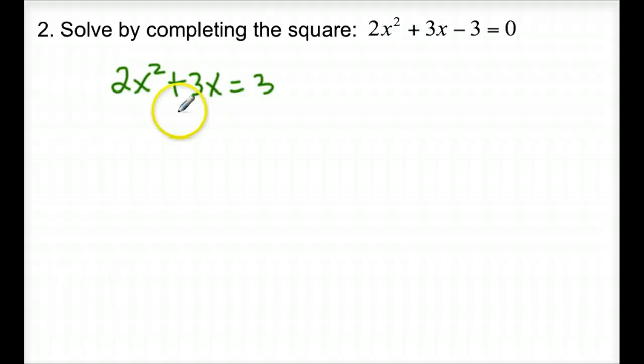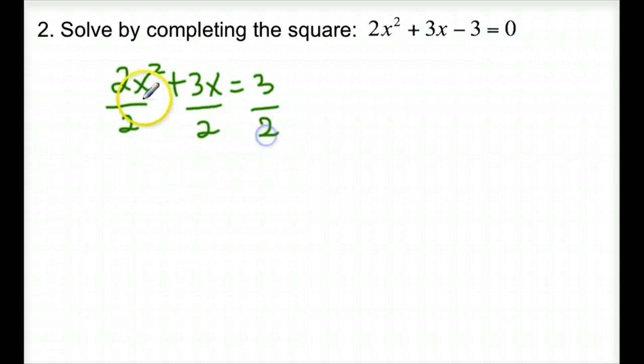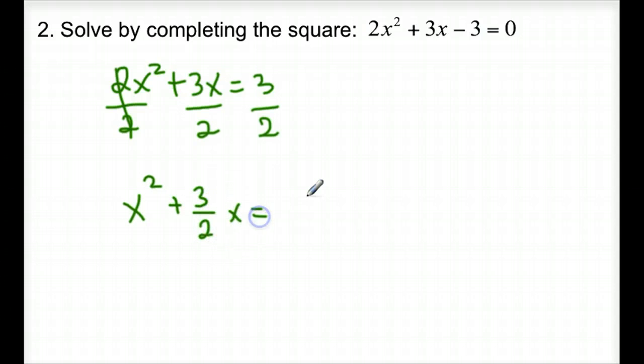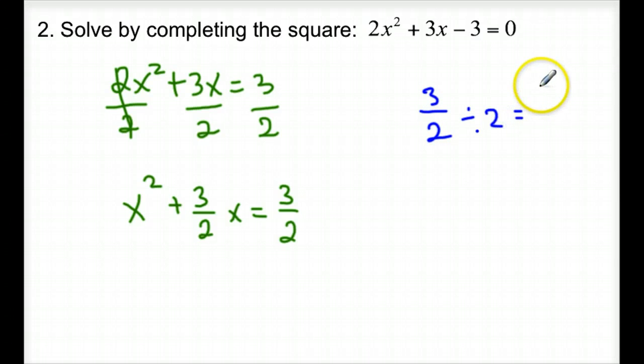So the question is, how can I make this x squared 1? To get the x squared by itself, I'm going to divide every single thing by 2. This cancels, and I get x squared, which is what I wanted, plus 3 over 2x is equal to 3 over 2. Now I take my middle term and divide it by 2. So 3 over 2 divided by 2, and you can check this in your calculator, it's 3 over 4. And then I'm going to do my same thing that I normally do, which is square this.